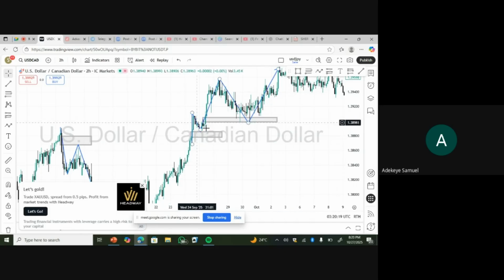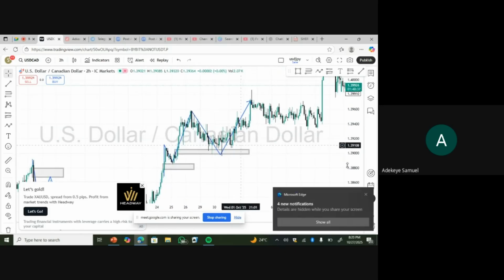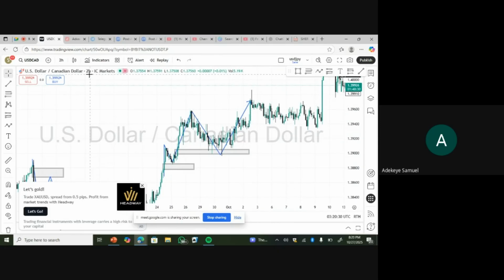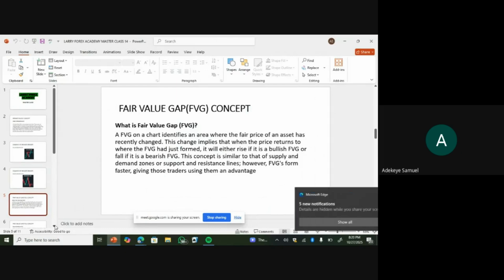So at this level here, you should be looking for a proper buy. Imagine you enter at this level. Imagine the kind of profits you could have made. So that's how to understand what fair value gap is. And let's go back to our notes.